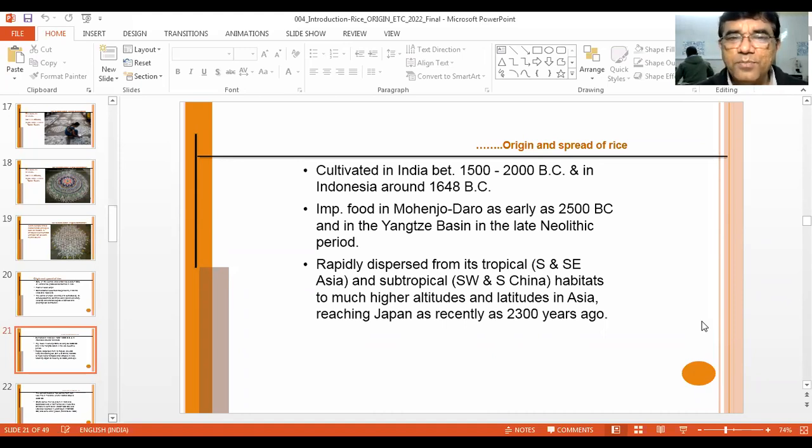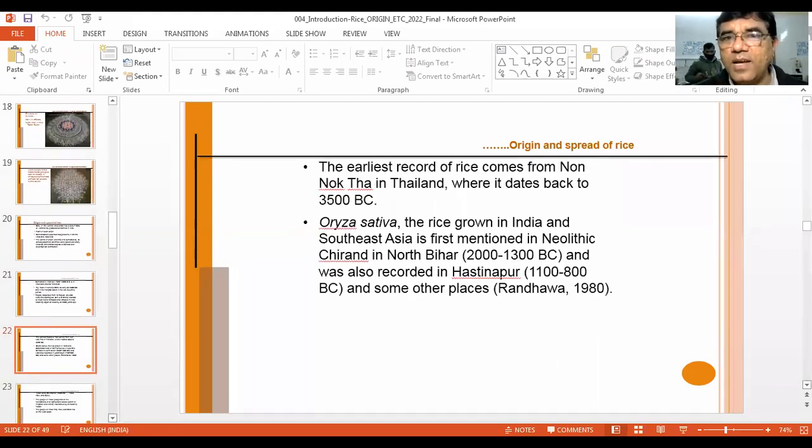So it spread to habitats at much higher altitudes and latitudes in Asia, reaching Japan as recently as 2300 years ago. So rice did not originate in Japan, but it was transferred from other countries to Japan, mainly from China. The earliest record of rice comes from Non Nok Tha in Thailand, where it dates back to 3500 BC. So Thailand is also in the race for the origin of rice.